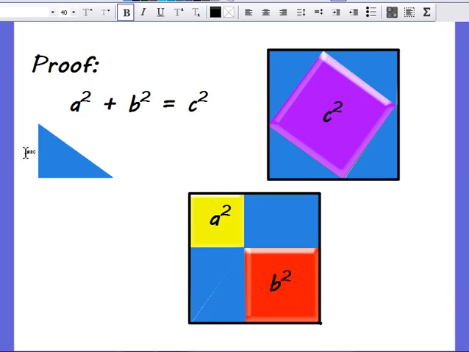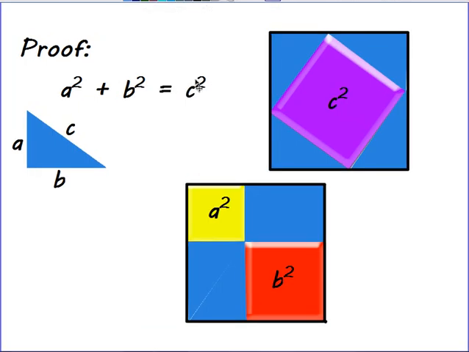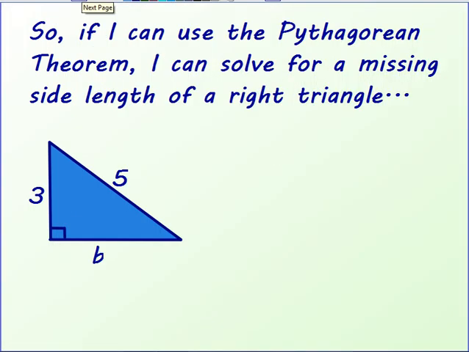Just a reminder that I had legs of a and b. They always have to be the 2 legs of our right triangle, and a hypotenuse of c. The hypotenuse always has to be on the opposite side of a squared and b squared. So we're going to use the Pythagorean theorem to find missing side lengths of a right triangle.